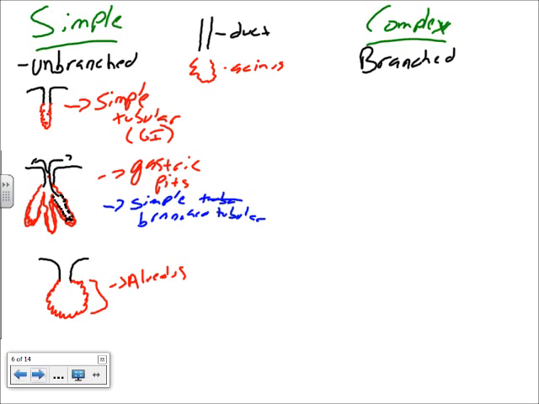When it comes to these glands, this would be an example of a simple alveolar gland, which we don't really need to worry about in humans. But what we can find in humans is a simple but branched alveolar gland. It will look something like this, almost like a three-leaf clover. These are what would essentially be your sebaceous glands.